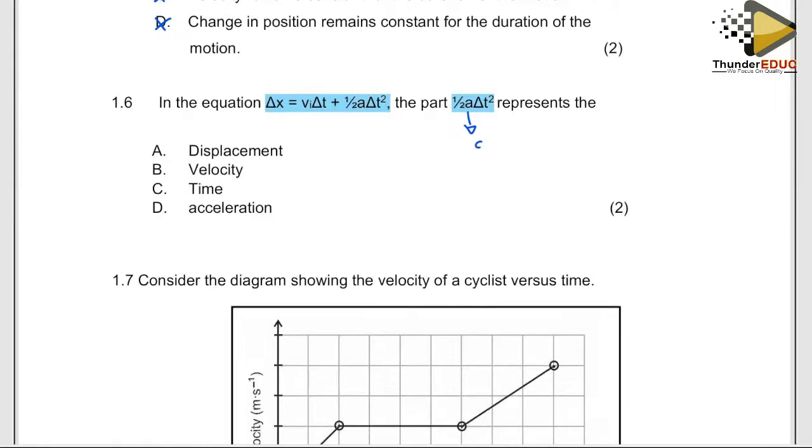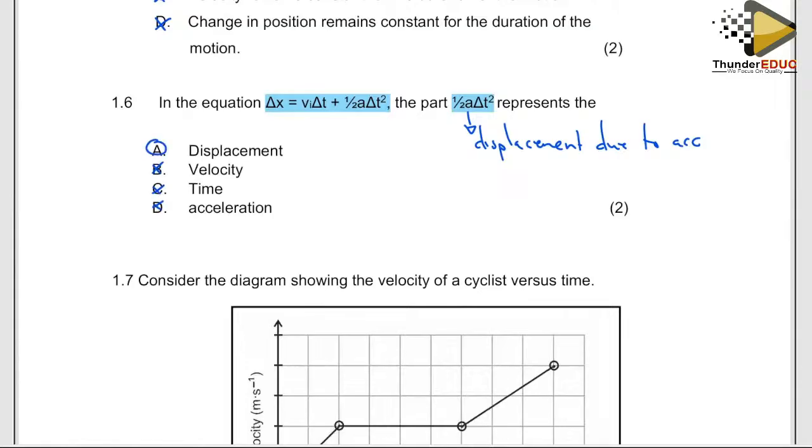Displacement due to acceleration, like that. So our correct answer there is going to be displacement, which is letter A. So this is our answer. Then these ones are going to be incorrect.